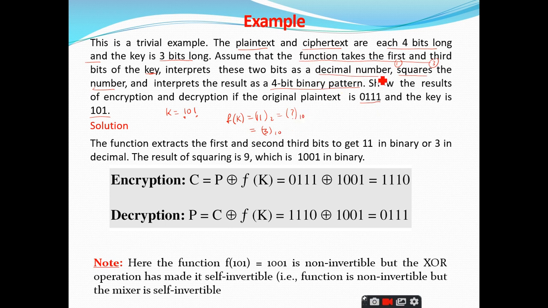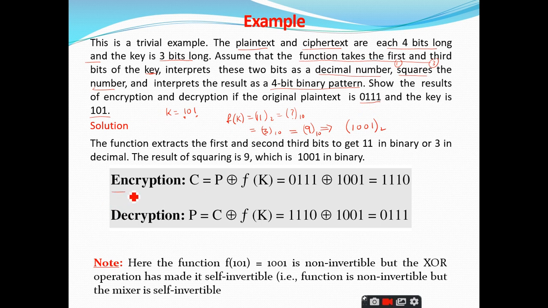After converting it to a decimal number, what he is saying is you square that number. What is 3 squared? 9, and interpret the result as a 4-bit binary number. So what is the 4-bit binary equivalent for 9 base 10? That is the 4-bit equivalent. 1001, sir. Right. So you have to perform the XOR operation. He is asking us what is the encrypted text and what is the plain text.